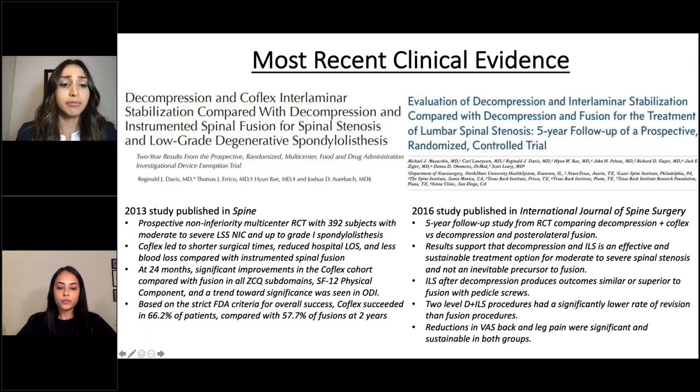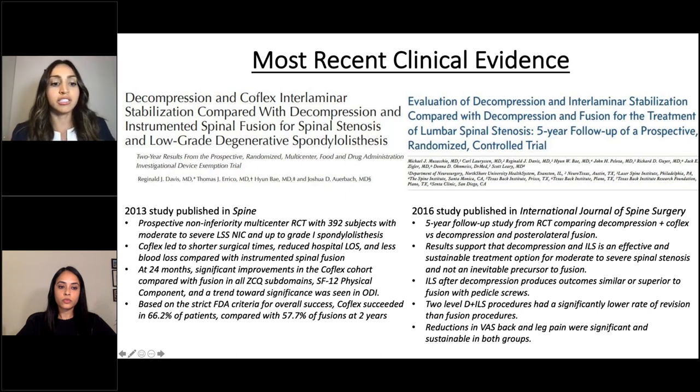So in 2013, there was a study published in Spine, which was a prospective non-inferiority multi-center randomized control trial with 392 subjects with moderate to severe lumbar spinal stenosis and with neurogenic claudication and up to grade 1 spondylolisthesis. Coflex proved and demonstrated to have shorter surgical times, reduced hospital length of stay, less blood loss compared with instrumented spinal fusion. At 2 years, there was significant improvement seen within the Coflex cohort compared to the fusion in all Zurich claudication questionnaire subdomains, as well as SF12, which is a functional survey. And there was a significant trend seen with the OS3 disability index survey as well.